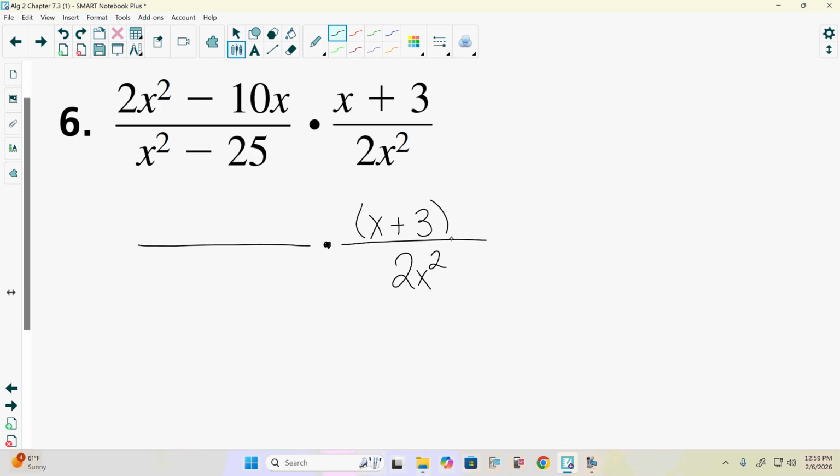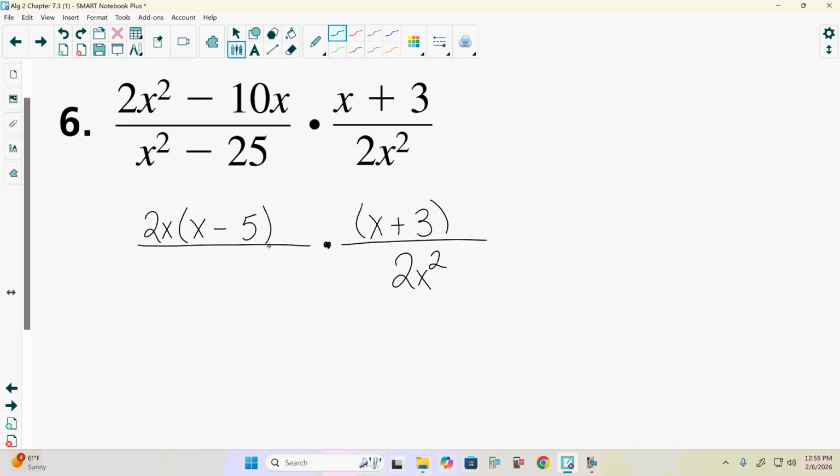Now we can look at our first rational expression, 2x squared minus 10x and x squared minus 25. If we look at the top, is there a greatest common factor between 2x squared and 10x? And it would be 2x. And if I factor 2x out of 2x squared, we get x. Minus, I factor 2 out of 10. 10 divided by 2 is 5. And the x factor is out completely, yes?